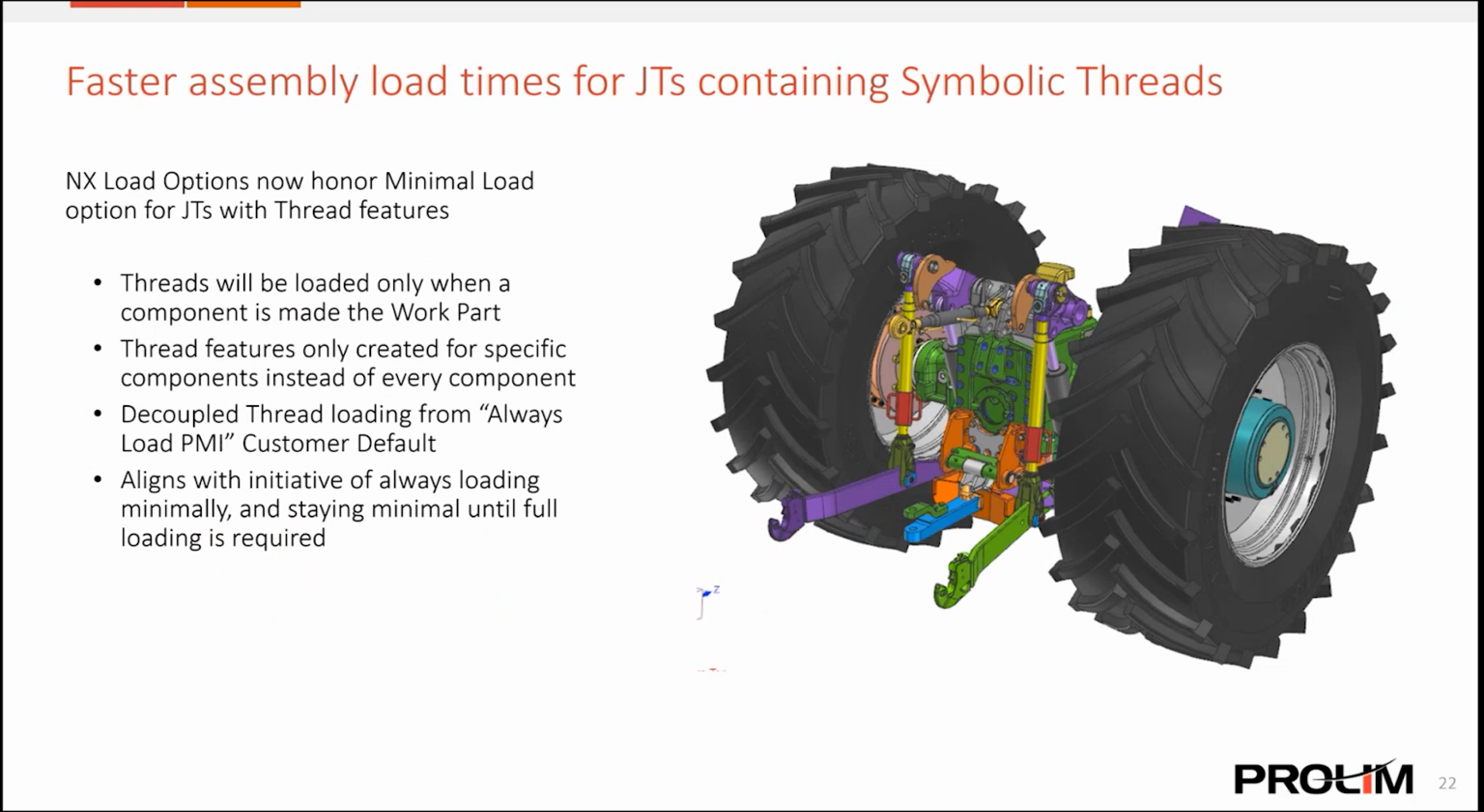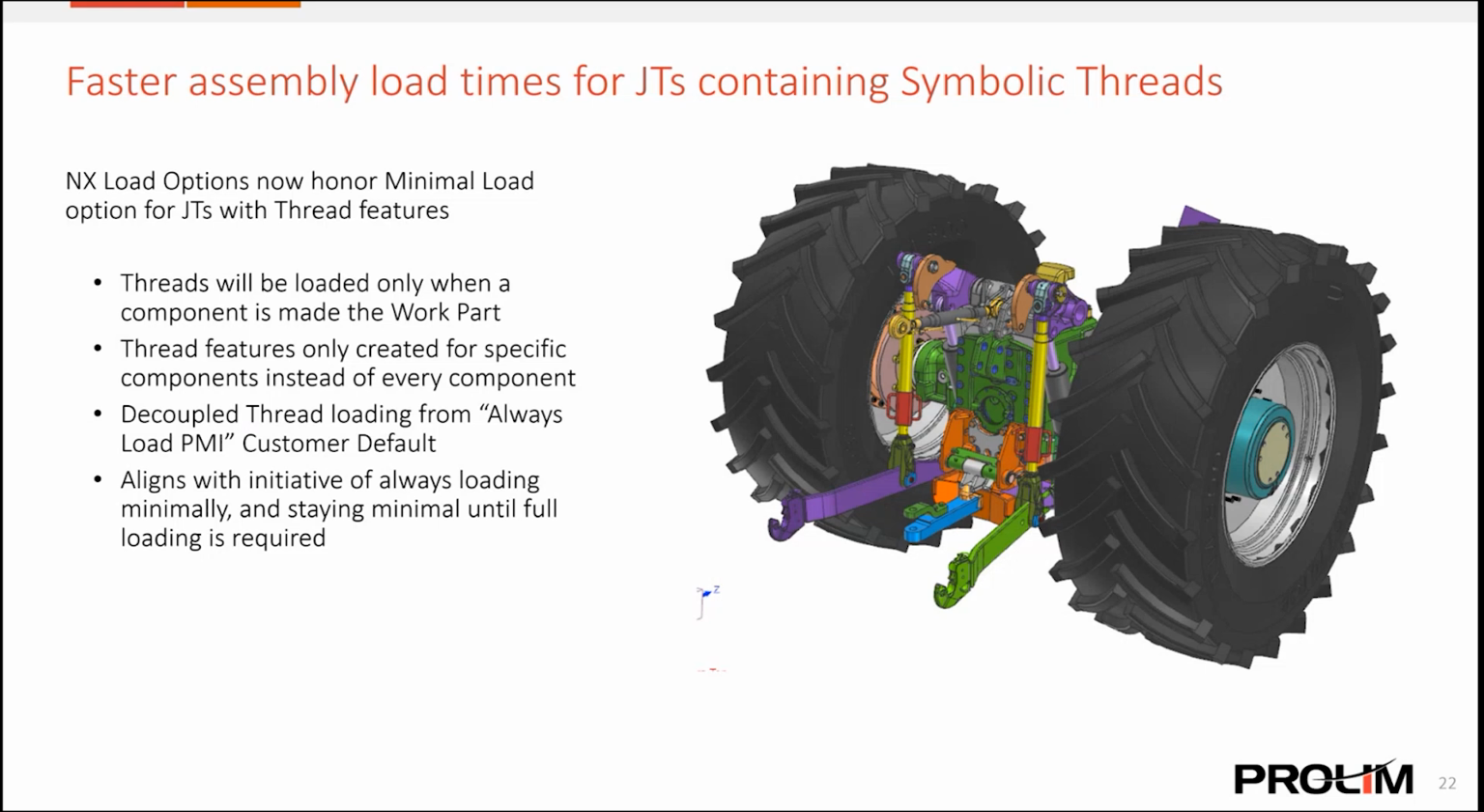Now, here are some faster assembly and load times with JTs containing symbolic threads. The NX load options now honor minimal load options for JTs with threaded features. Threads will be loaded only when a component is made the work part, and threaded features are only created for specific components instead of every component. They have also decoupled the thread loading from the always load PMI customer default. Now you can choose, or you can have it set as the default.